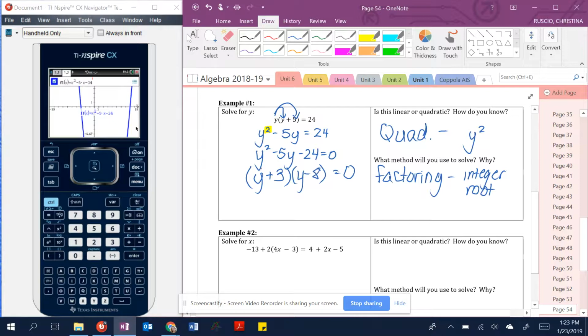Does this work out if I were to do the box method? 3 times -8 is -24. Yup. -8 plus 3 is -5. Yup. So that works out.